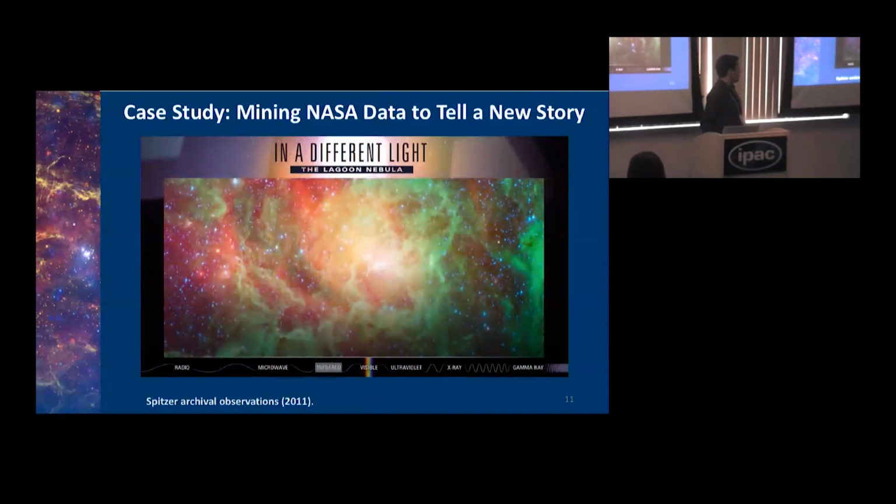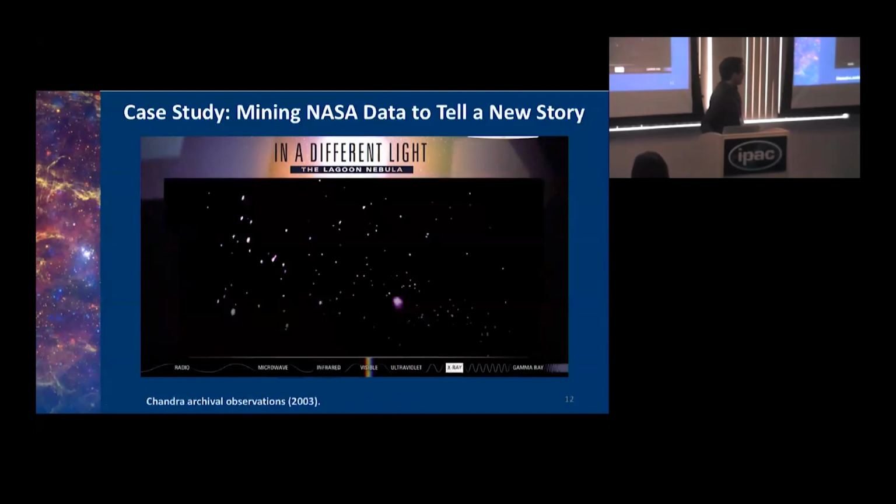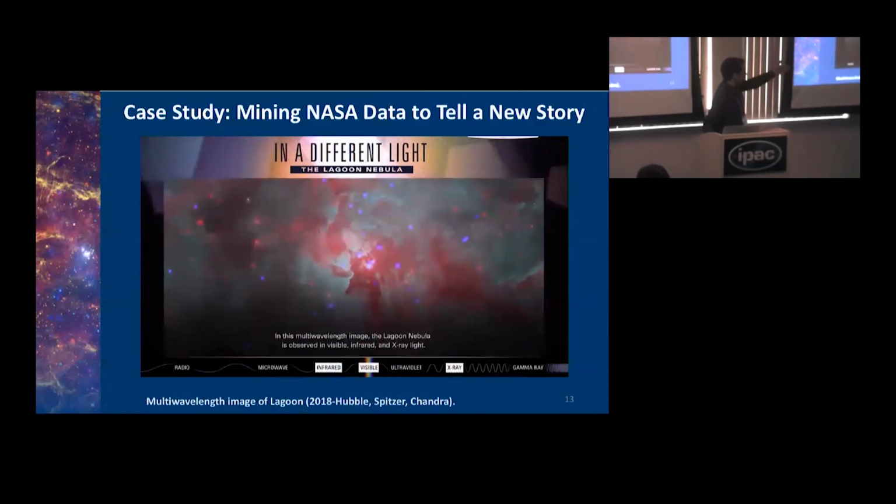There's Spitzer archival observations from 2011. There were also WISE observations in the show. There's Chandra archival observations, and then for the first time ever, this was created for the show, this multi-wavelength image of these Spitzer, Chandra, and Hubble observations. And we could really tell the story of this star-forming region, what star-forming regions are and what's going on in them, in a new way by utilizing this new data.